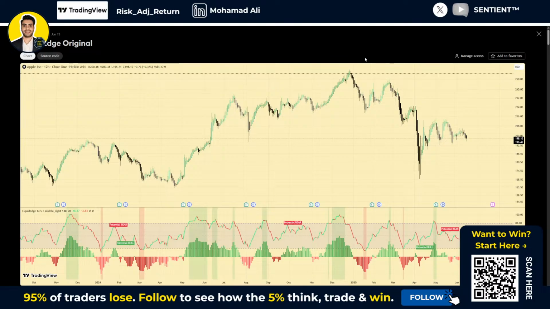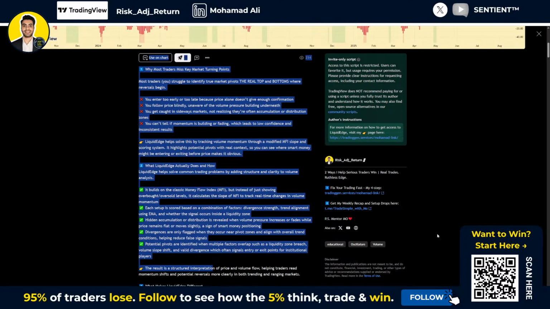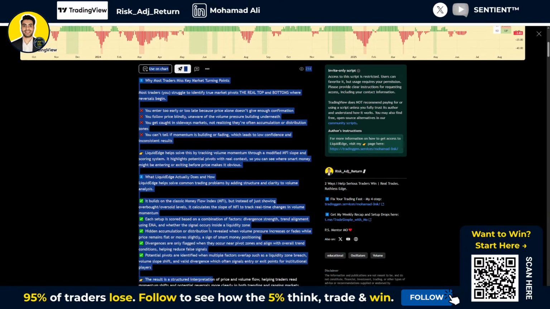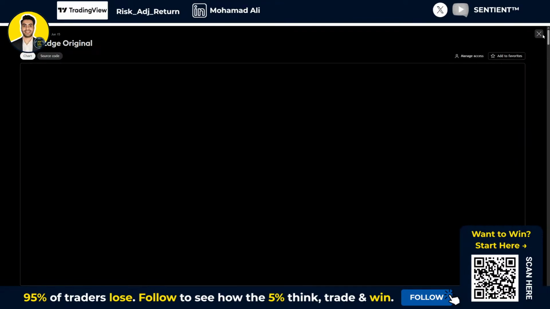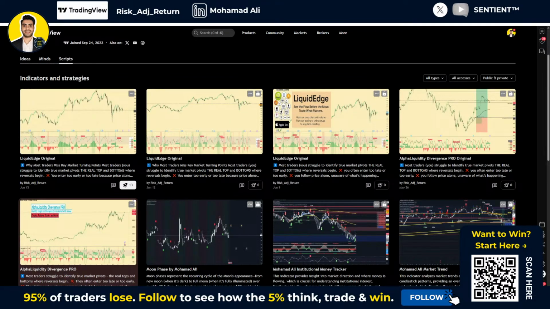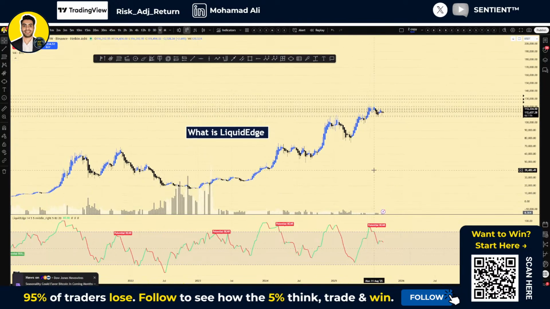You can go check it out yourself and read through it fully, and even comment on YouTube what your opinion is exactly. It is based on momentum, and we're using RSI and volume basically. So when we go back over here, we now understand the LiquidEdge.